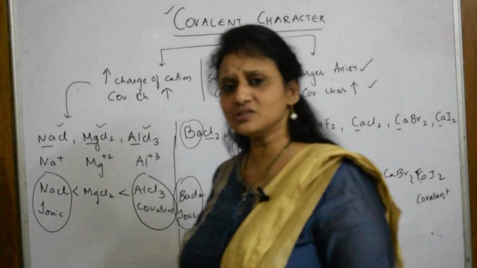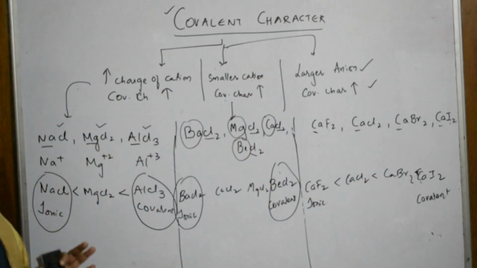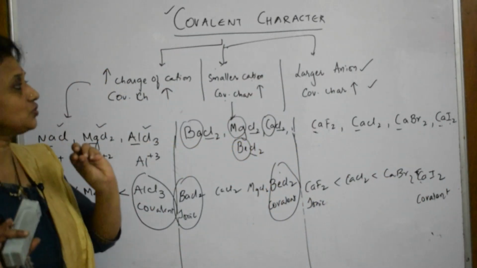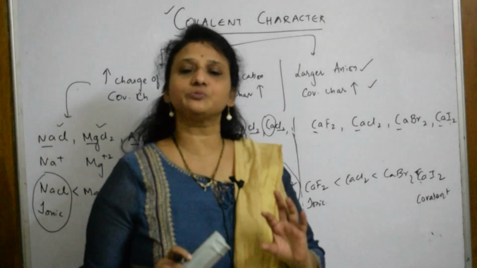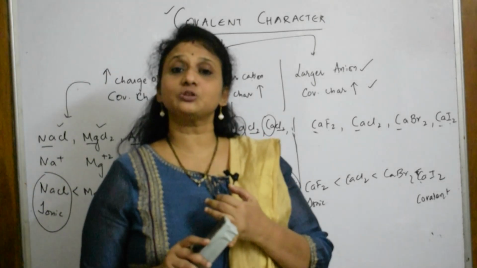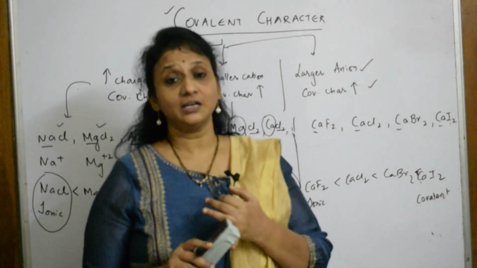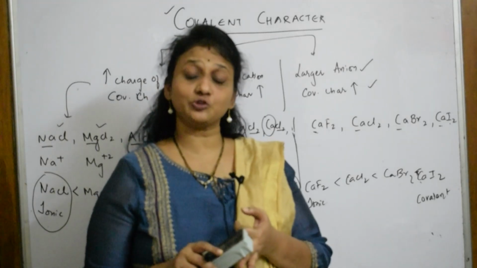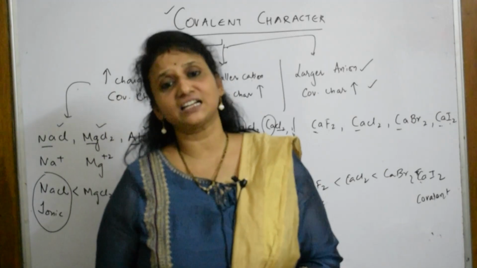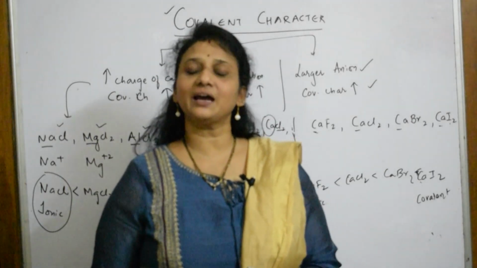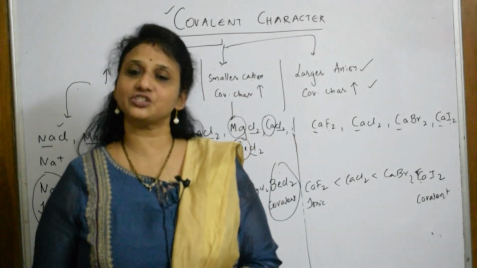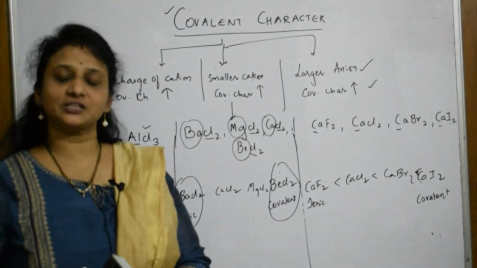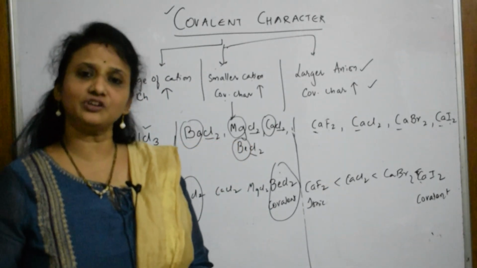So this is clear, students. A simple concept, nothing to get confused about. Remember this and apply it. Whenever covalent character questions are given, I have to remember: the charge of the cation should be higher, the size of the cation should be smaller, and the anion size should be larger, then only the covalent character will be more. Now let us do the next important and very interesting example in your chemical bonding.